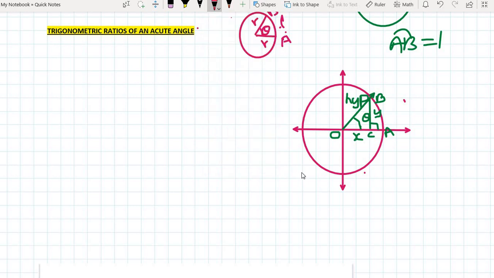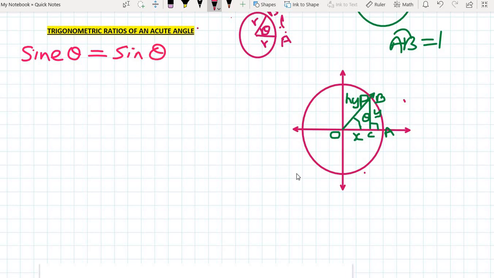Consider the first trigonometric ratio, that is sine theta. We have the practice of writing sine theta like this. Usually it is S-I-N-E, but we'll write it as sin of theta. This defines sine theta using the sides of the right angle triangle OCB.